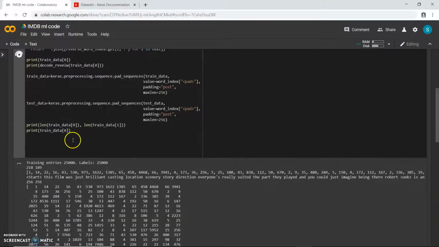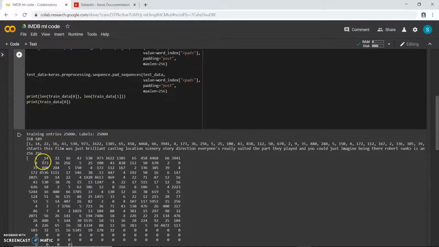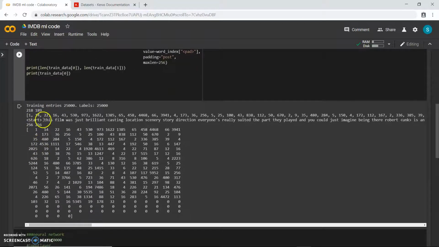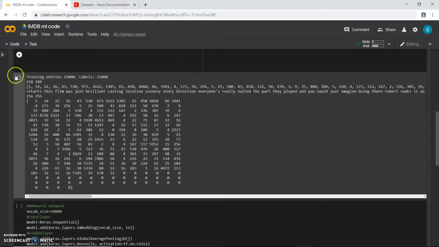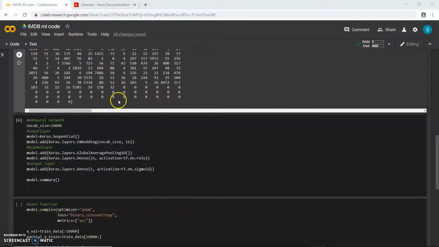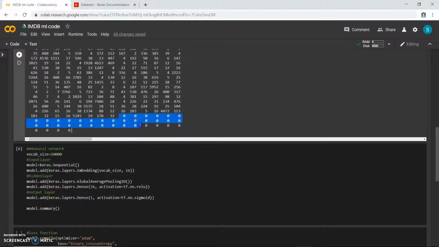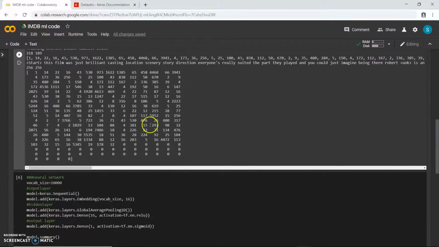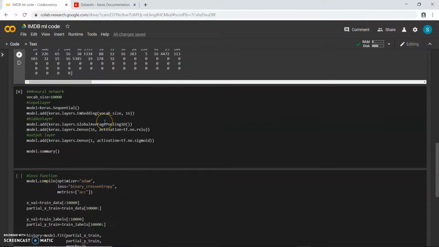Let's just run that. So this is how the review would look. This film was brilliant, etc., and each of these words corresponds to an integer. So for example, the first entry had 218 integers and the second one had 184, and we have to make these balanced. After cleaning and fixing our data and adding the spaces to the end to make all the reviews the same length, we now need to make our neural network.